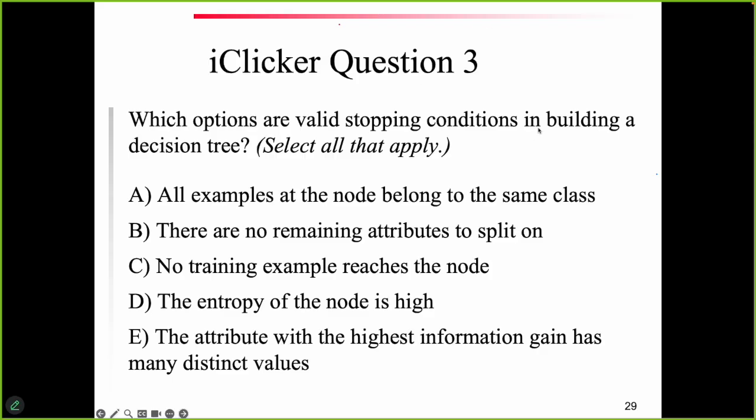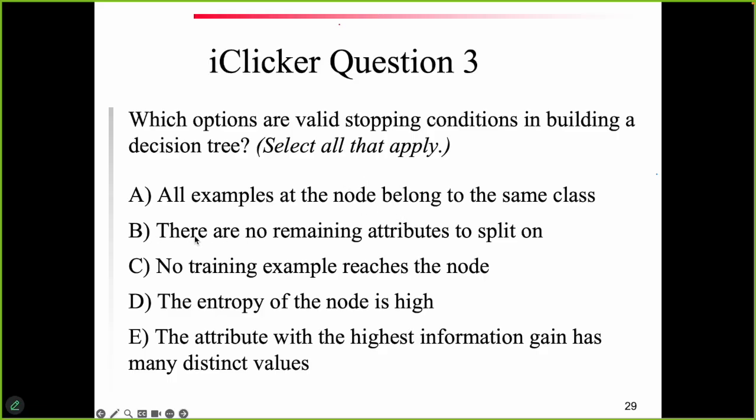Okay, so the results: 83% chose option B, and 17% chose option A. So the correct answer is options A, B, and C. So let's see all options. The question asks which options are valid stopping conditions in building a decision tree. First option, all examples at the node belong to the same class. When all examples belong to the same class, this means the node is pure, so nothing is left to learn, right? So this is one valid stopping condition.